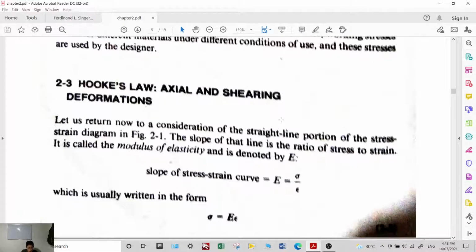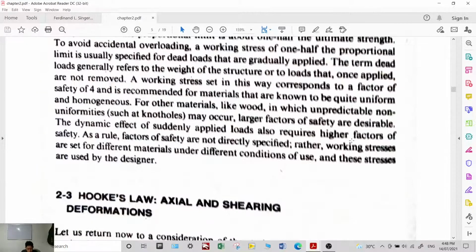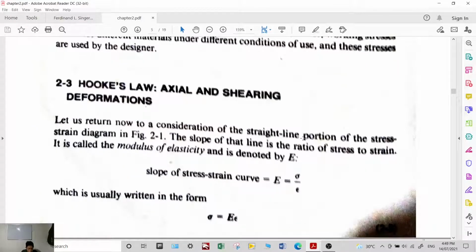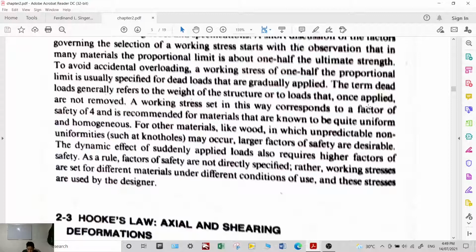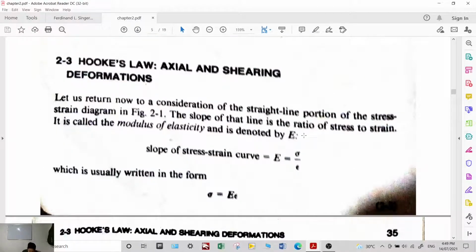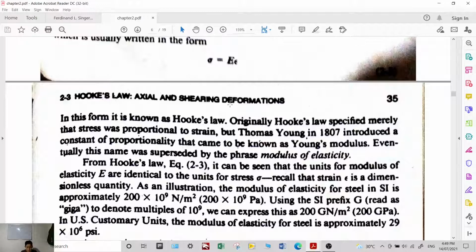So, actually Robert Hooke postulated that stress and strain are proportional within the proportional limit. Only within the proportional limit is the behavior linear, which can be described using this equation: E is equal to stress over strain. Okay, so this E is the modulus of elasticity.